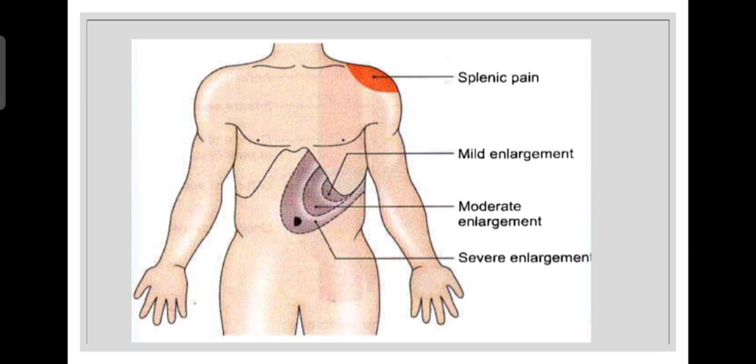This is a very important sign, which is called Kehr sign, K-E-H-R, Kehr sign. This is very important because it will give an idea about splenic enlargement even in mild cases. The splenic rupture can be identified with this Kehr sign easily.